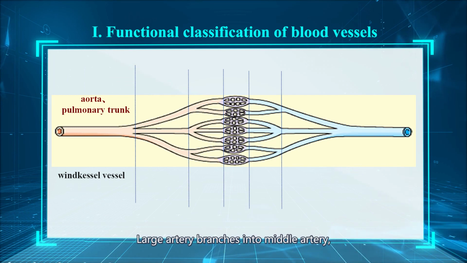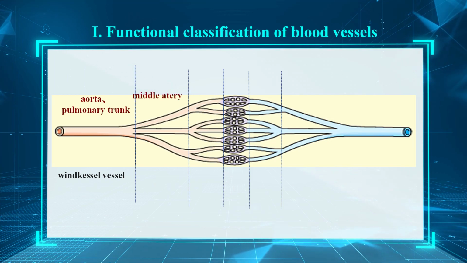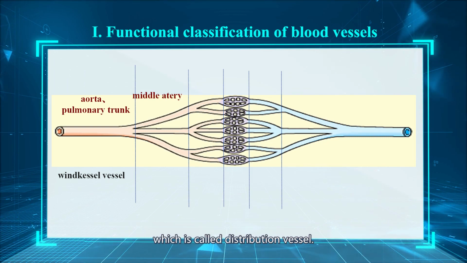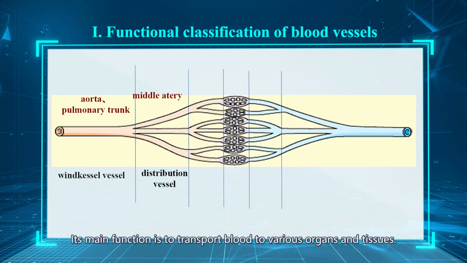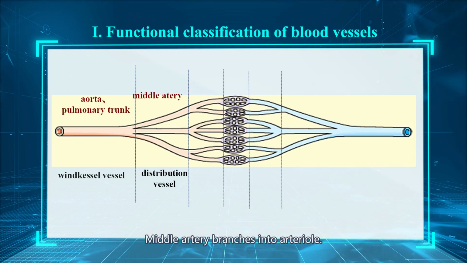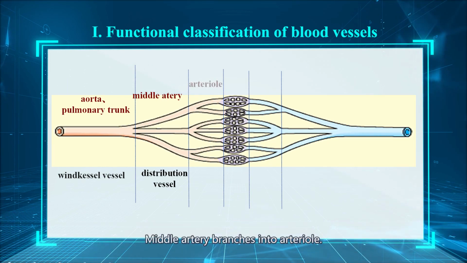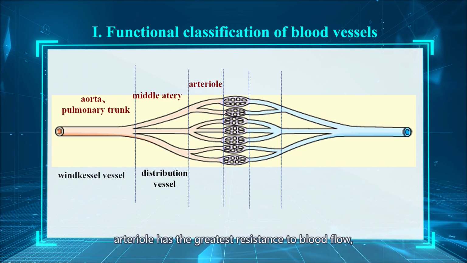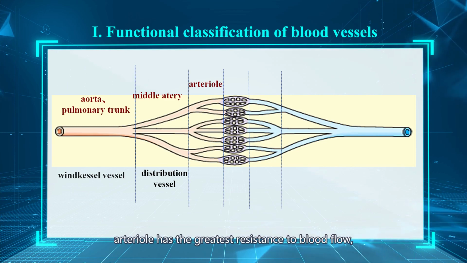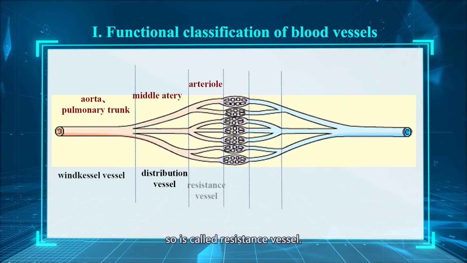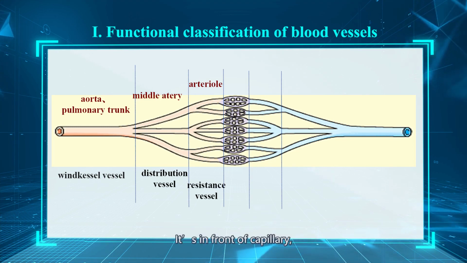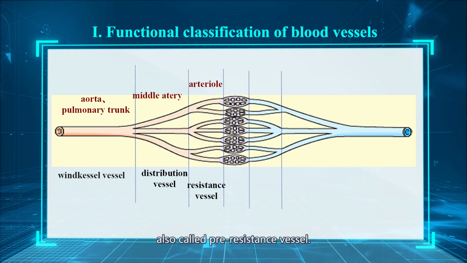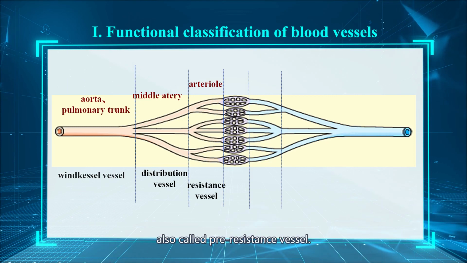Large arteries branch into middle arteries, which are called distribution vessels. Their main function is to transport blood to various organs and tissues. Middle arteries branch into arterioles. Due to the small diameter, arterioles have the greatest resistance to blood flow, so they are called resistance vessels. They are in front of capillaries, also called pre-resistance vessels.